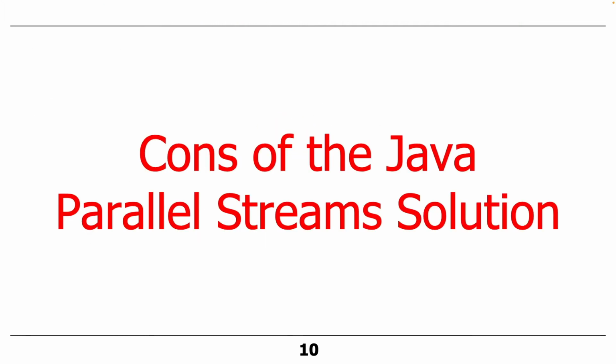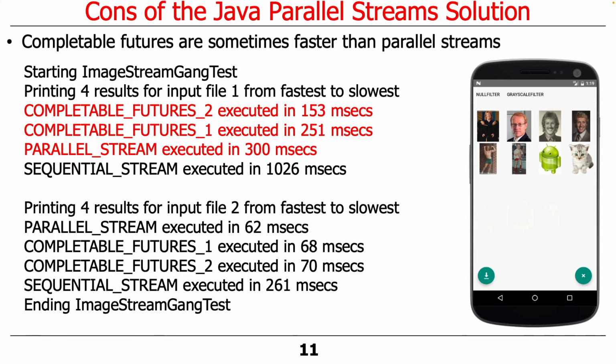But of course, not everything is unicorns and rainbows, as I like to say, so there are some things that could be improved. The most obvious of which is completable futures can be faster. So clearly, we're giving up something. This wonderful, clean way of doing our processing with parallel streams has a potential downside that we could do better.